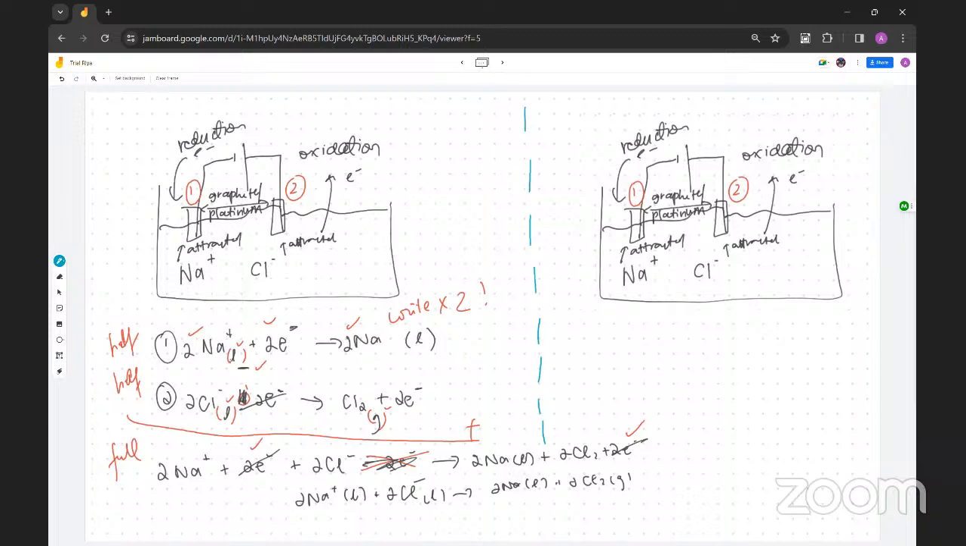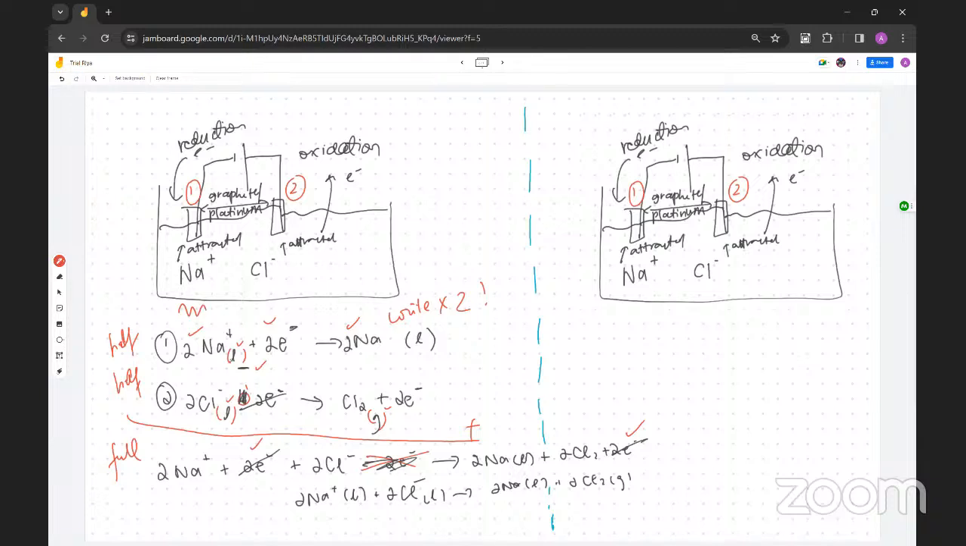Ria, have I told you that this Jamboard is yours? You do whatever you want with it, right? You can copy, you can erase anything. You don't have to ask permission from me to do anything. Okay, good.